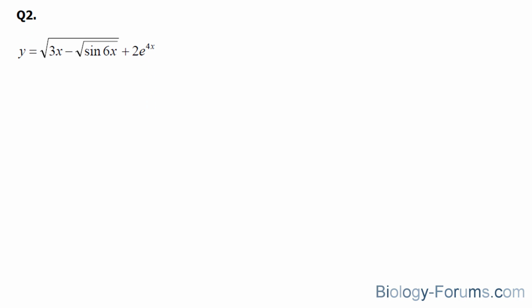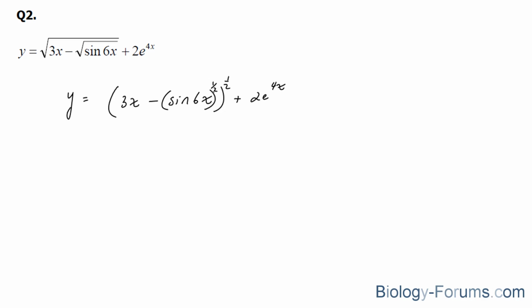In question number 2, we have the following function, and the best thing to do when you have radicals is to convert them into fractional exponents. Let me demonstrate. Y is equal to 3x minus sine 6x plus 2e to the power of 4x. And originally we had a radical that extended all the way to here, and a radical is the same thing as saying 1 over 2. And similarly, we had a radical extending this part. So let's change that to 1 over 2 as well.